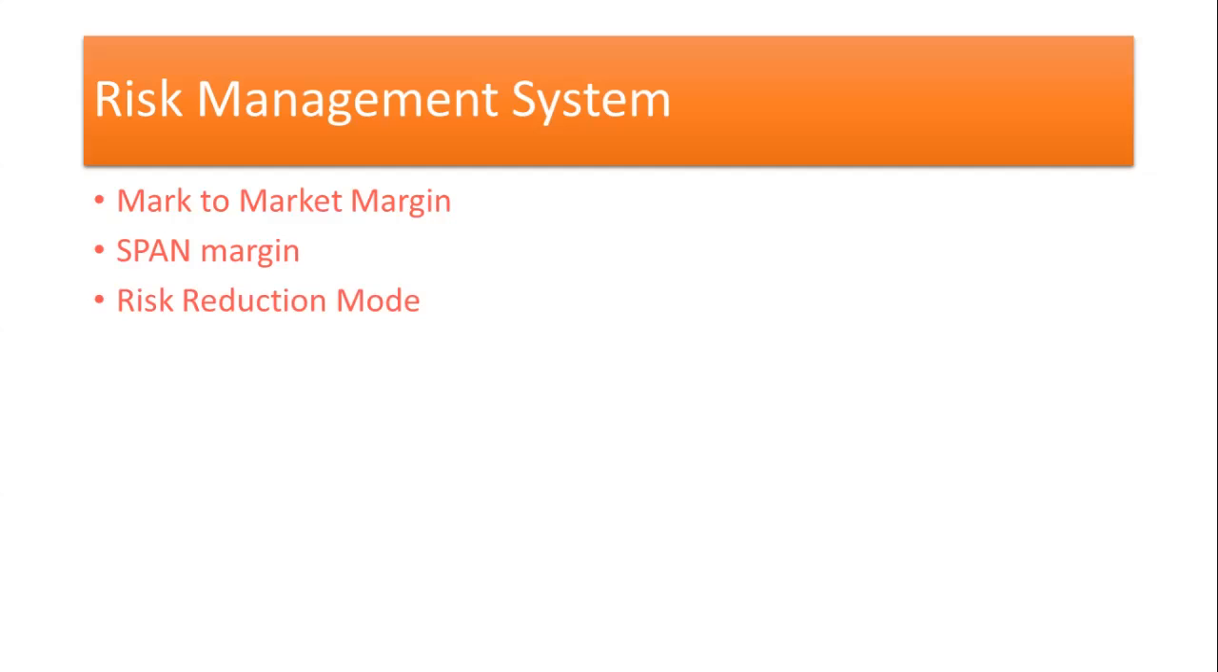In this slide, we are discussing the mark-to-market margin, SPAN margin and risk reduction mode. All together, these three explain the F&O sections.